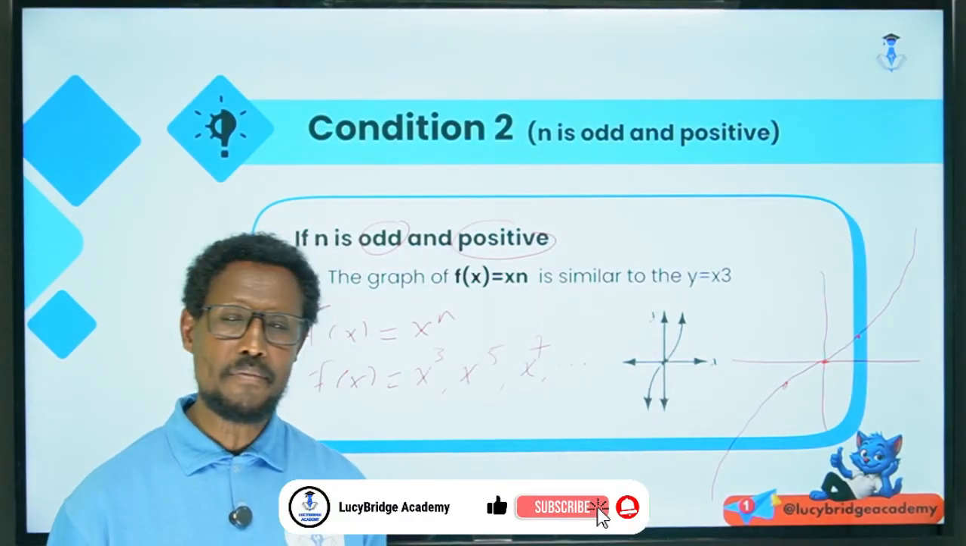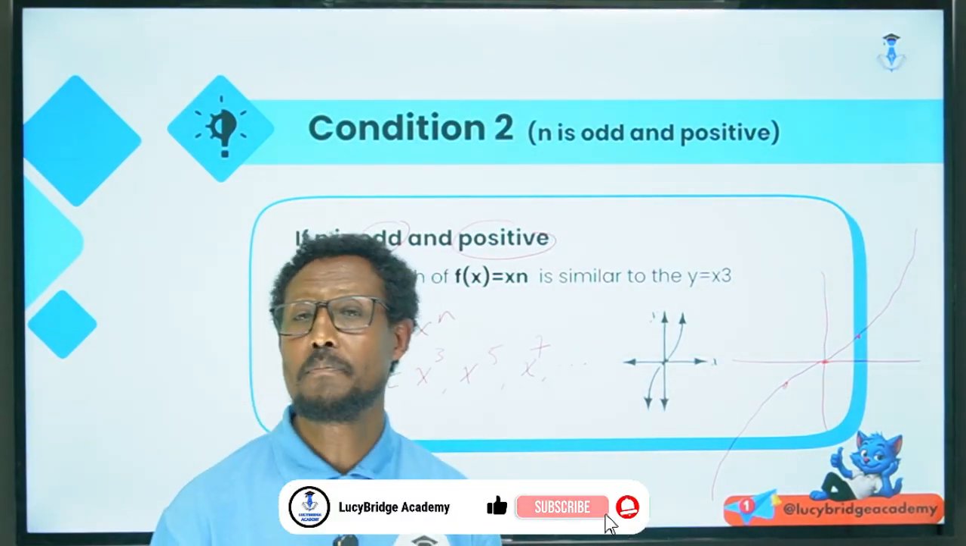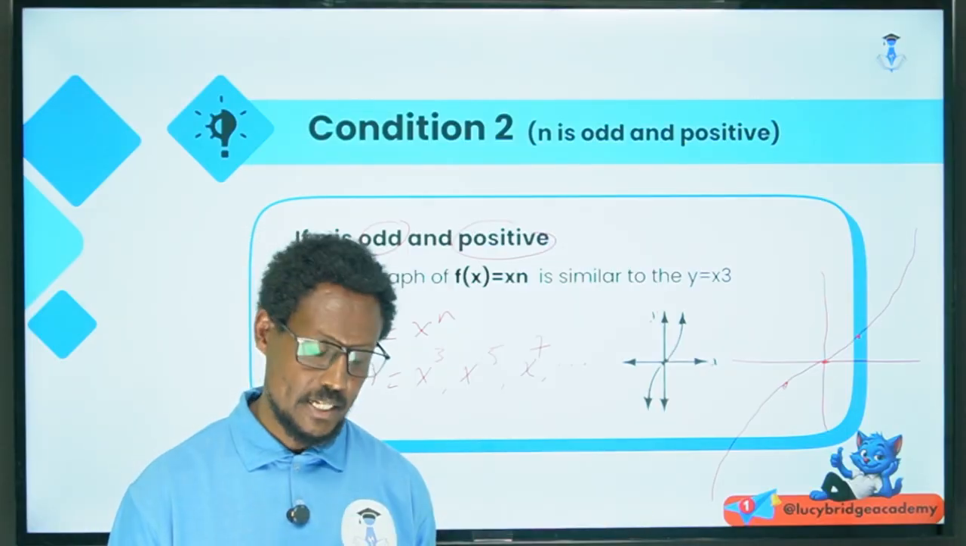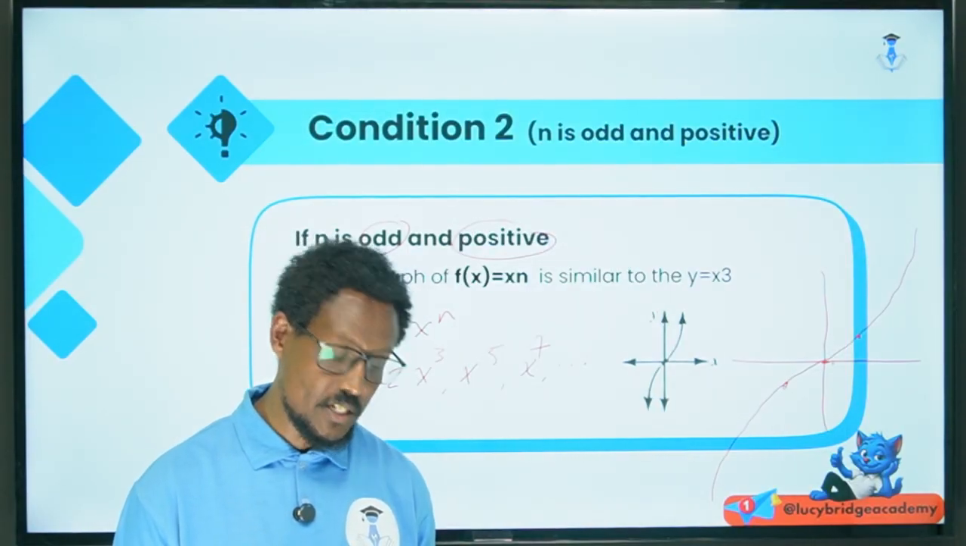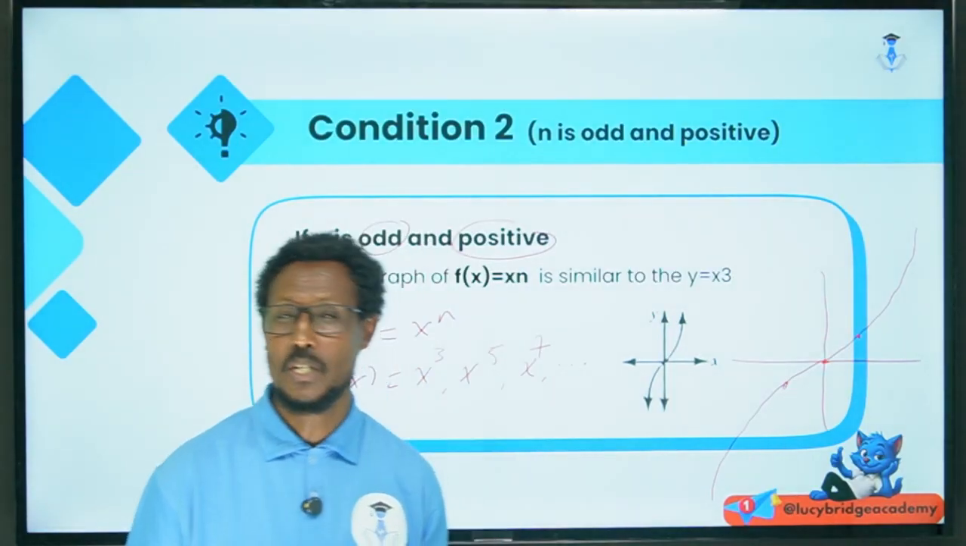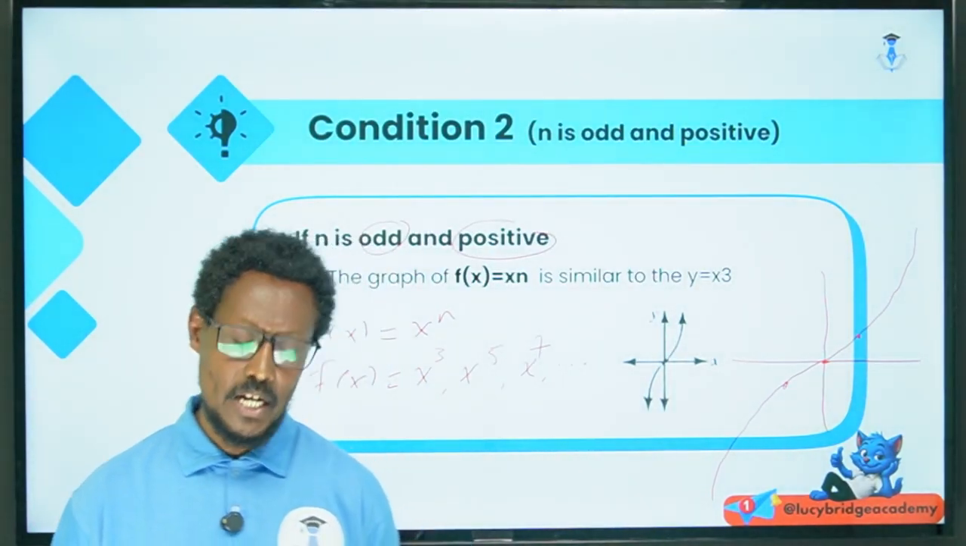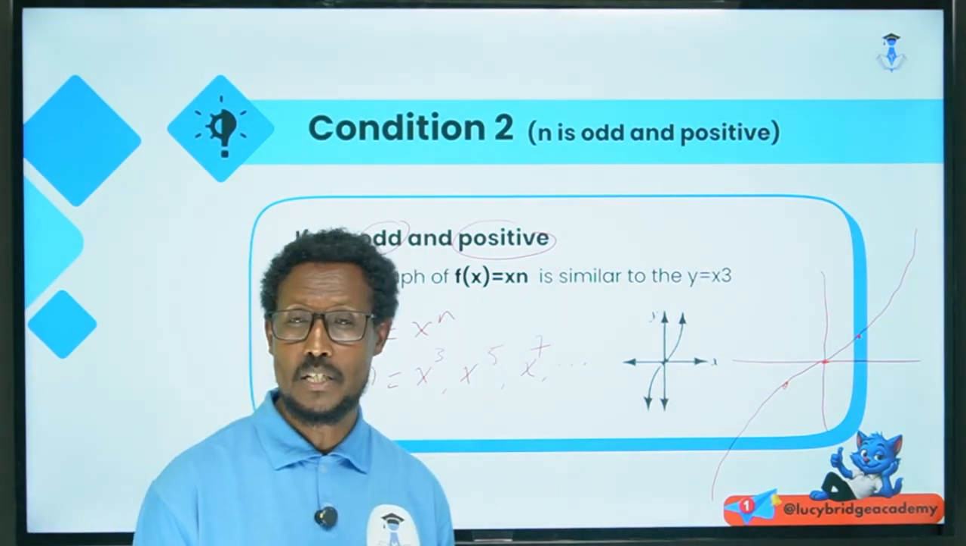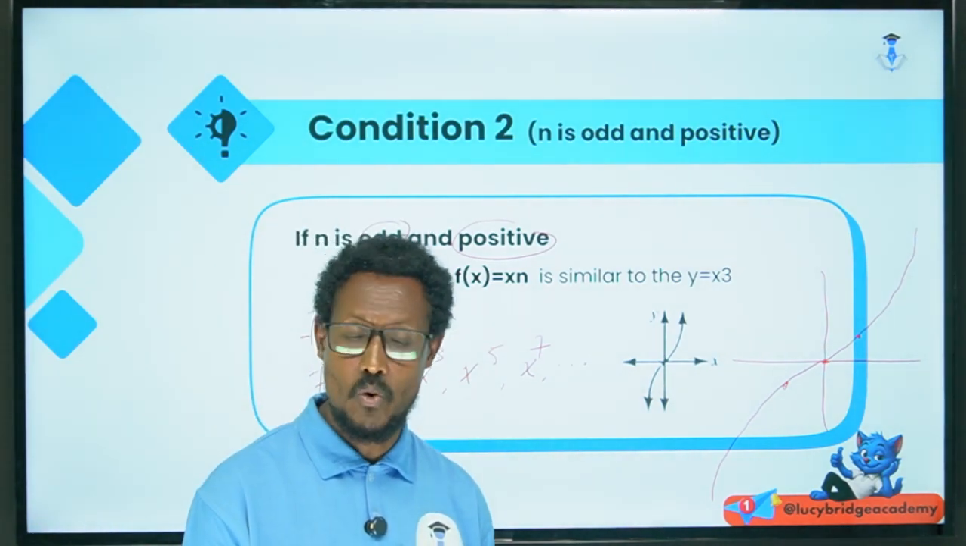Now symmetry. What is symmetry? Symmetric with respect to the origin, not the y-axis. Symmetric with respect to the origin, it is an odd function. The domain and the range are the set of all real numbers, and it contains the points -1, -1, 0, 0, 1, 1.